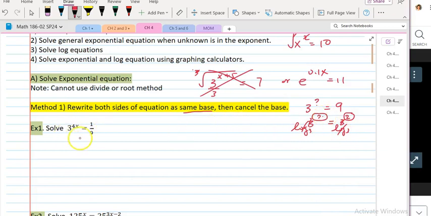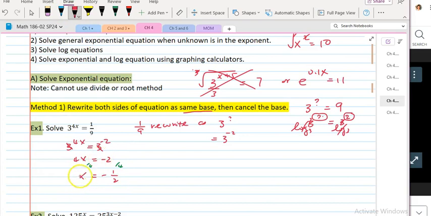Now let's solve example 1. We have 3 to the 4x equals 1/9. I know 1/9 can be rewritten as 3 to the something. 3 squared is 9, and 1 over means negative 2. So now I would say 3 to the 4x is actually 3 to the negative 2. I apply log base 3 on both sides, so the 3 cancels. 4x is equal to negative 2. Divide by 4, so x equals negative 1/2 after simplifying. So this is the solution.